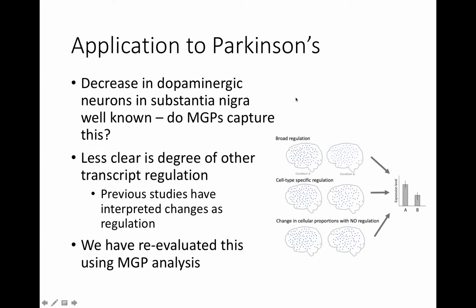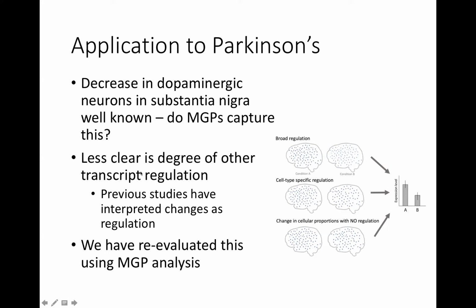Okay, so then the other thing that we present in the paper, which is sort of a validation, but also I think interesting in its own right, is applying this to a neurodegenerative disease, Parkinson's disease. So just whether MGPs capture is already sort of indicated in my little schematic that they do. But what's less clear is the degree of transcript regulation. So if you take someone who's died with Parkinson's disease and take their brain, is there something else going on in the substantia nigra besides loss of neurons?